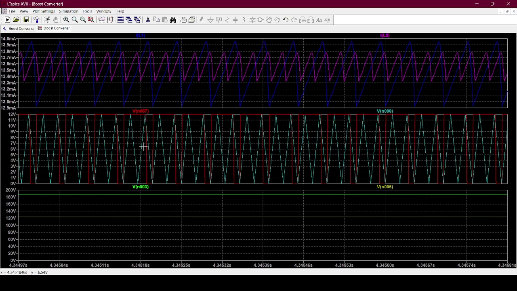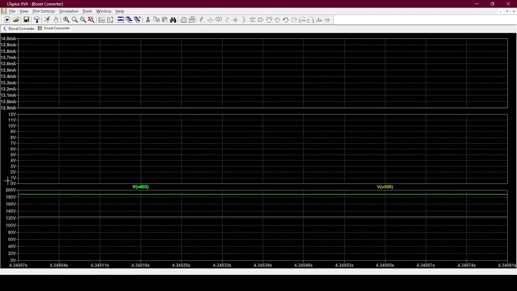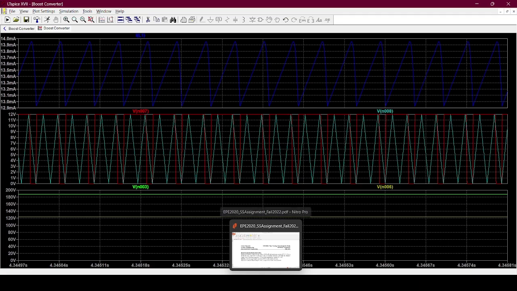In power electronics, we deal with square wave, triangular wave, McDonald wave, and many sorts of waves. So this simulation on LT-Spice can be useful to validate my work. We have 120 volts. We have here about 190 volts. This is a boost converter. In the input, we had 20 volts. Here, we have a very large number compared to our input.